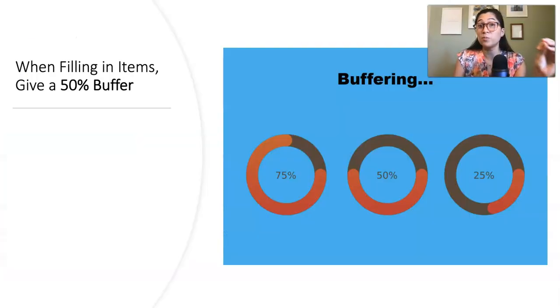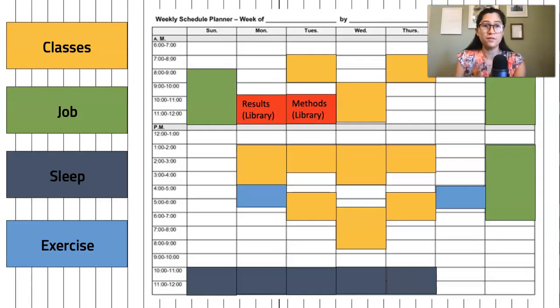Also remember to give yourself a buffer like we've talked about before. So if you think something's going to take you an hour, give yourself an hour and a half to do it, so you have that 50% buffer.